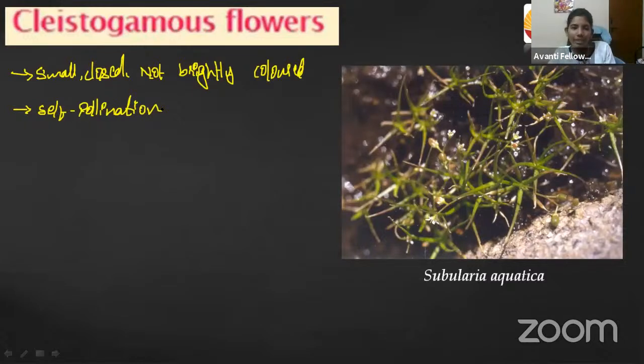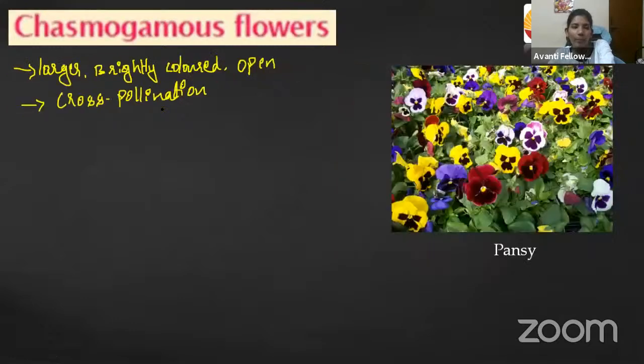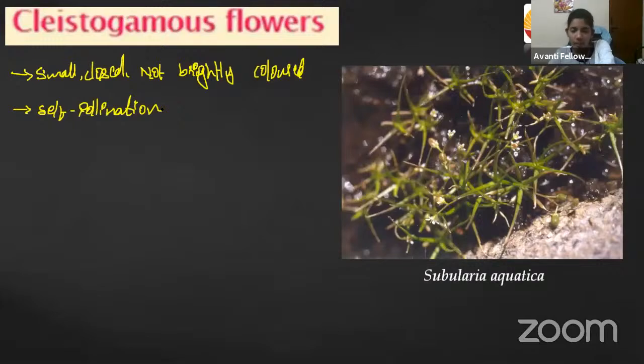So far we have studied autogamy only. Autogamy means the flowers which always increase self-pollination, or you can also say the cleistogamous flowers. There are some other flowers called chasmogamous flowers. The flowers which increase self-pollination are called cleistogamous. The flowers which increase cross-pollination by having brightly colored petals are called chasmogamous flowers. So do you understand chasmogamous flowers and cleistogamous flowers?